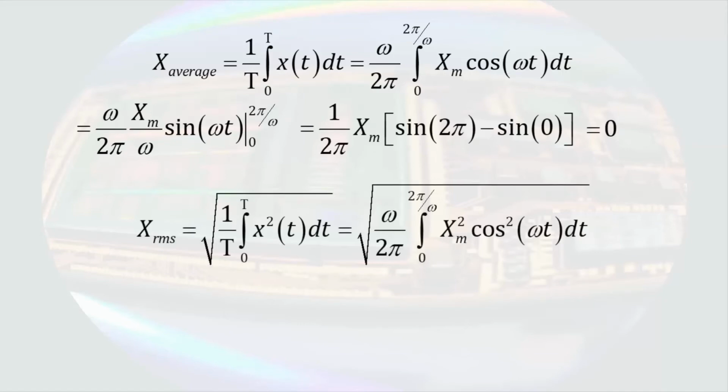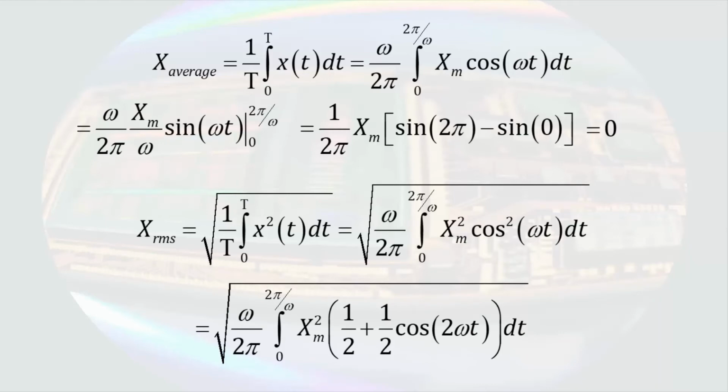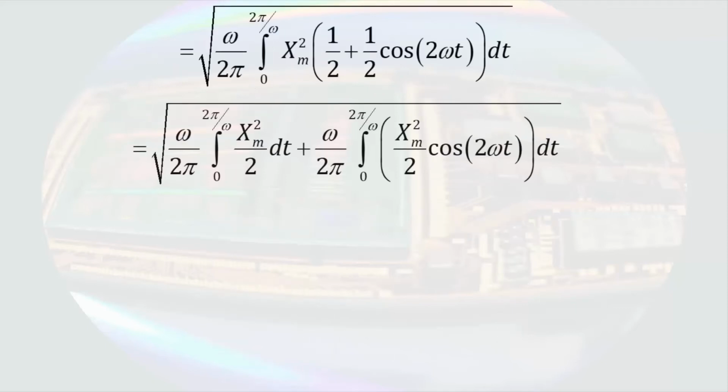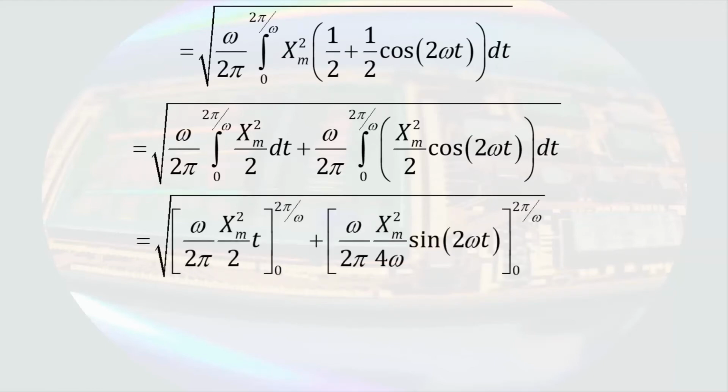If we integrate and evaluate the average over a period, we get 0. However, if we calculate the root mean square of the same function, we have a bit more challenging of an integral. We can use a trigonometric identity to change the cosine squared function into 1/2 plus 1/2 times the cosine of 2 omega t. Setting up the sum as 2 separate integrals, we have the integral of a constant with respect to time and the integral of a cosine function with respect to time.